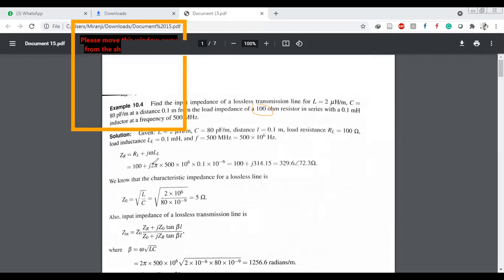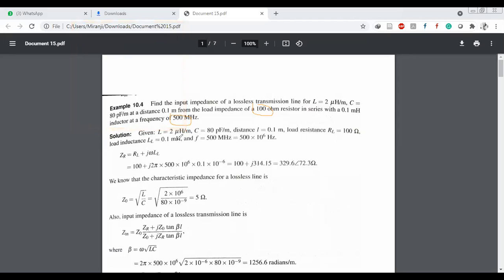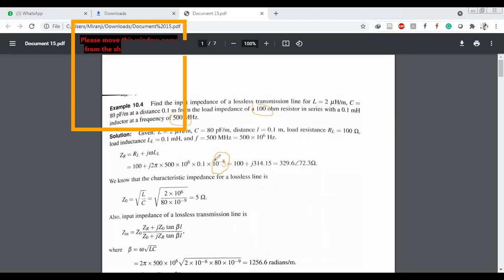Omega is for 500 megahertz. That's why omega is equal to 2 pi into f, f is the 500 megahertz. So 500 into 10 power 6 into how much inductance, 0.1 millihenry. Here they did not mention it properly. It is 0.1 millihenry, and 0.1 millihenry means 10 power minus 3. Observe the printing mistakes. RL plus j omega L. From that, we directly find the load impedance. Here it is not mentioned directly in polar form.